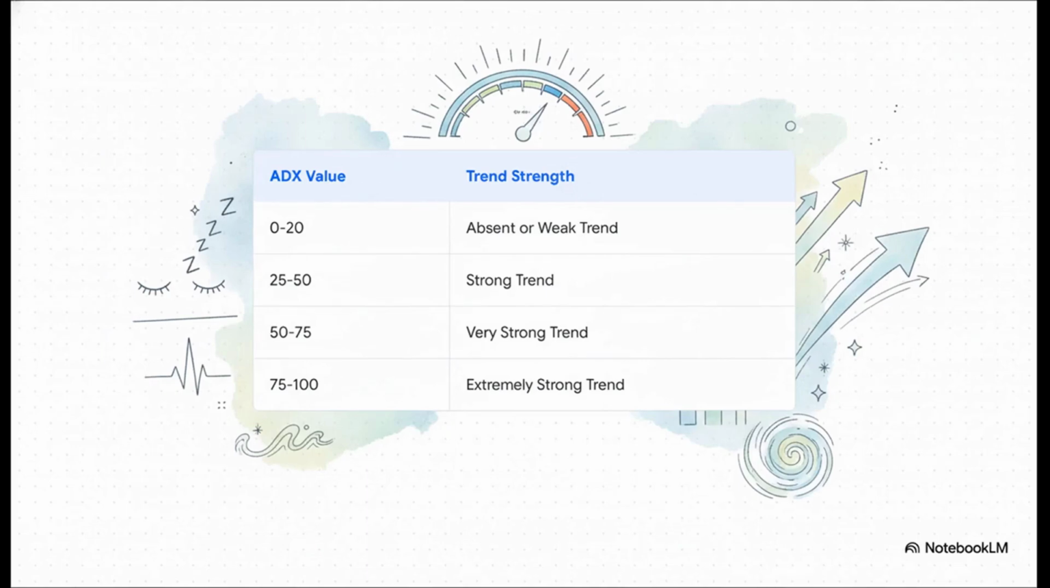So how do you read this speedometer? It's actually pretty straightforward. If the ADX is chilling out below 20, the market is basically asleep. There's no real trend to speak of. But once it crosses above 25, that's your signal. That tells you a strong trend is waking up. And if you see it get over 50, whoa, that's a very powerful high momentum move.